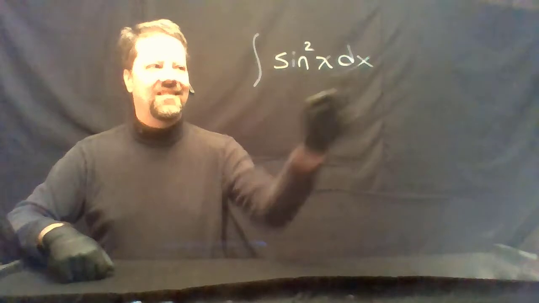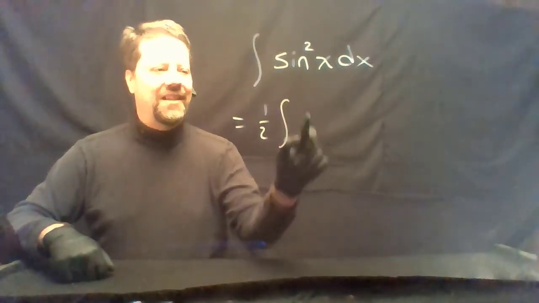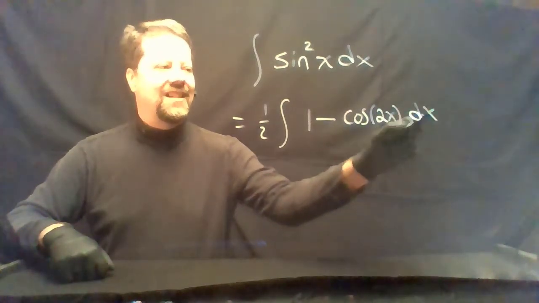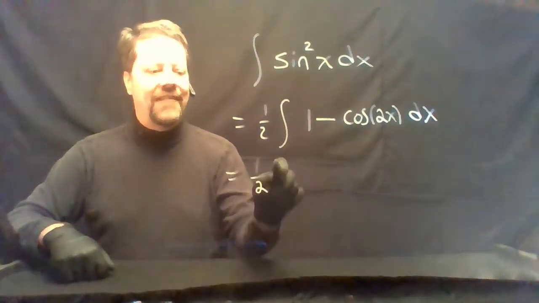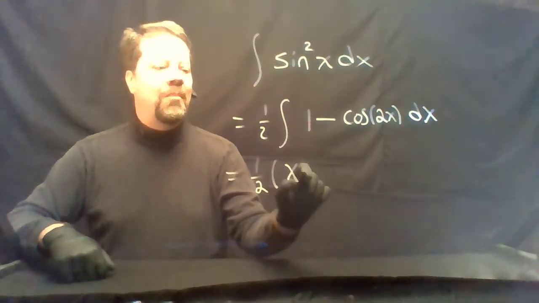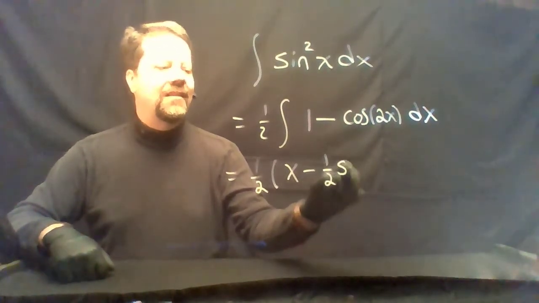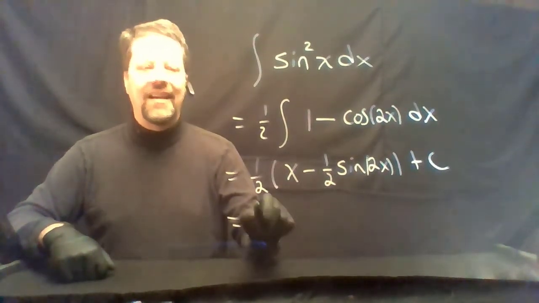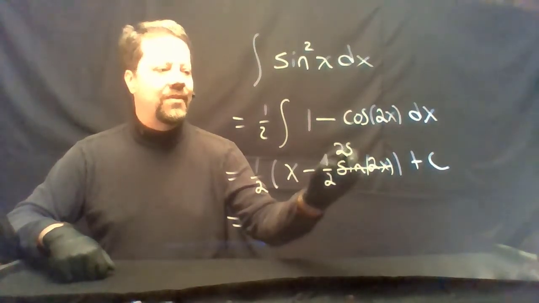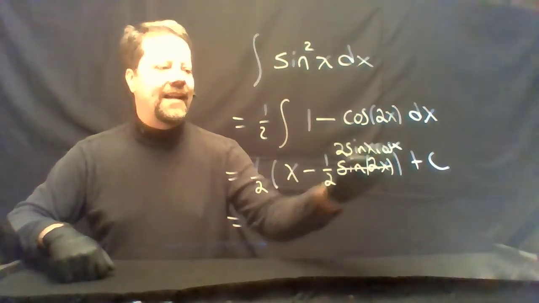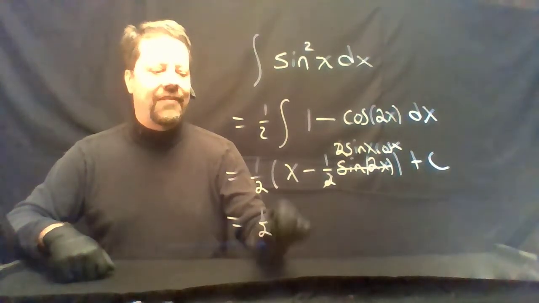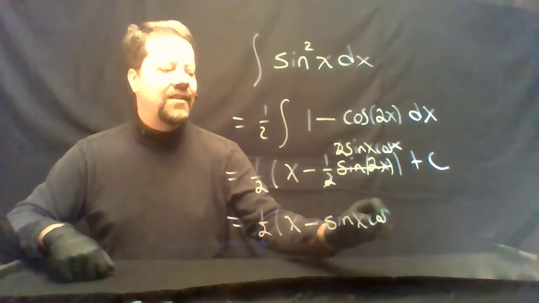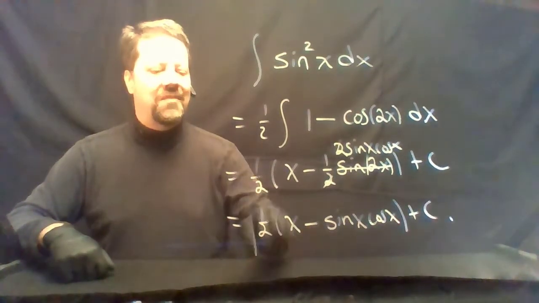sine squared x dx. That's 1/2 the integral of 1 minus cosine of 2x dx. That's 1/2 times the quantity of x minus 1/2 sine of 2x plus c, and that, of course, is 2 sine x cosine x. The 2's go, so 1/2 times the quantity x minus sine x cosine x plus c.